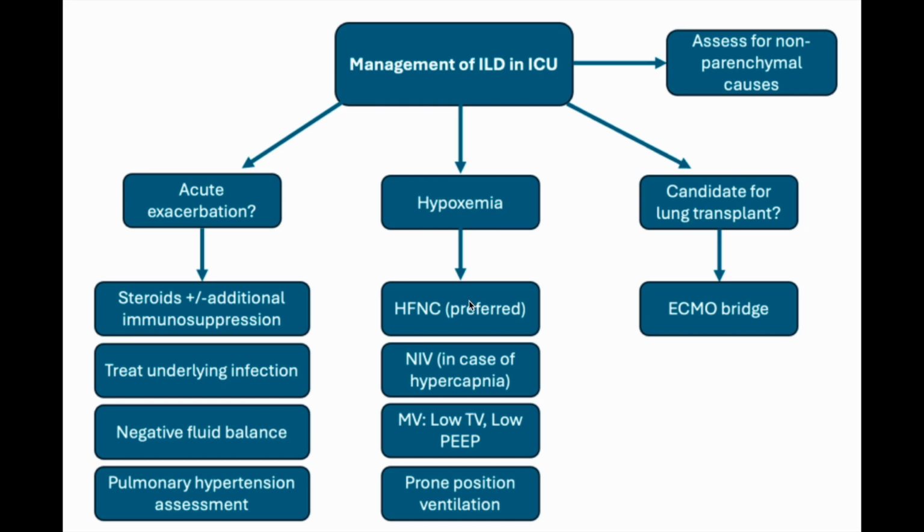Regarding the hypoxemia, start with HFNC, which is preferred over here. NIV, if the patient is already hypercapnic or not improving with HFNC. If the patient is getting distressed, then go for mechanical ventilation, low tidal volume with low PEEP. Prone ventilation can be used, and ECMO as a bridge to transplant.